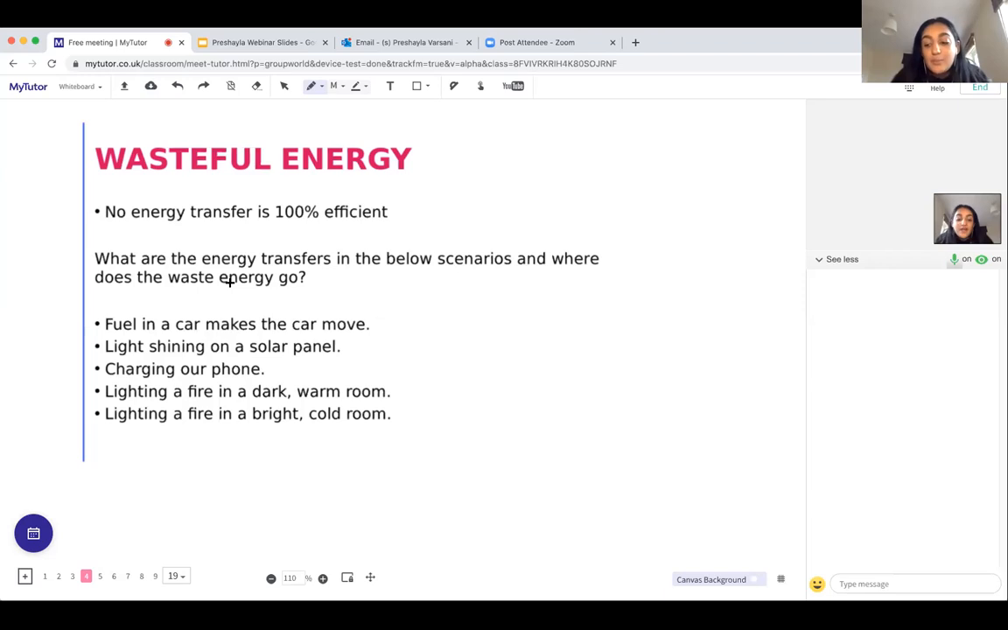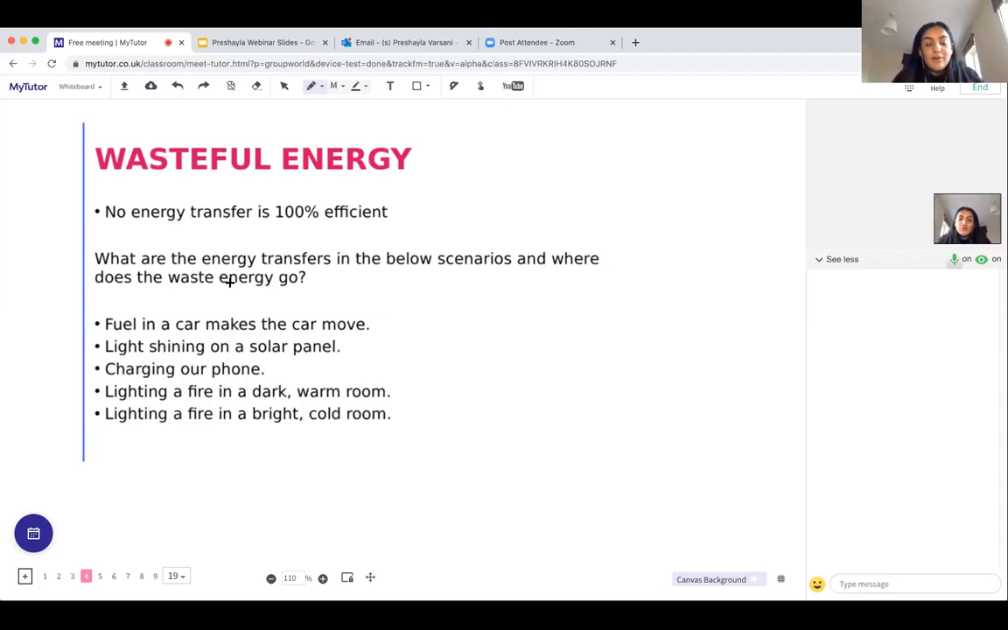Lighting a fire in a bright, cold room, well, we want the fire in this case to warm up the room. It's already light, that's not what the fire is being used for. We want the fire to warm up the room. So in that case, the function is to heat up the room and the wasted energy is the light.